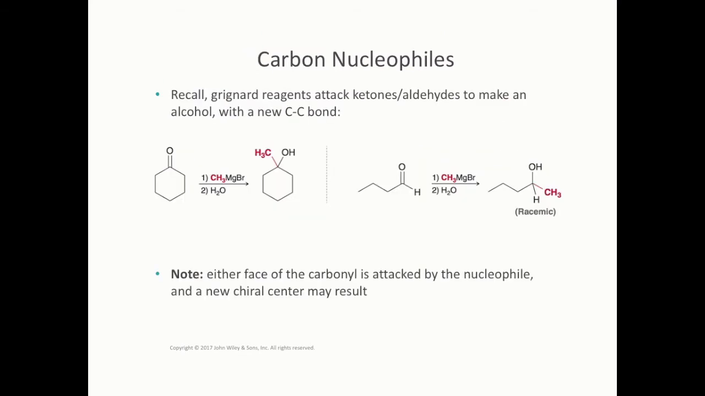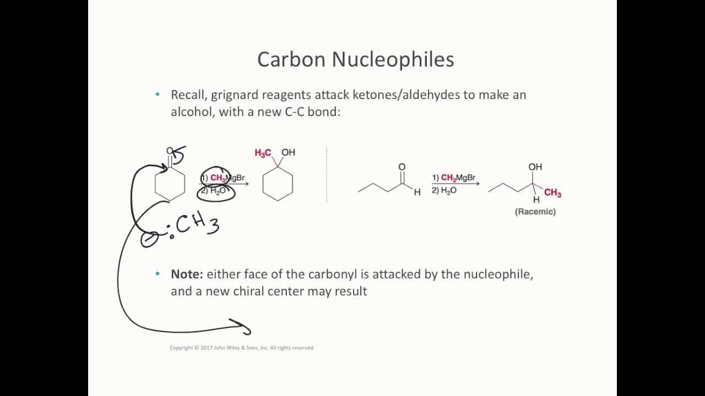Also recall that Grignard reagents attack ketones and aldehydes to make an alcohol with a new carbon-carbon bond. So here, if we add CH3, we can think of the Grignard as the alkyl group with a negative charge. So that's going to attack the carbonyl carbon, breaking the pi bond, pushing those electrons up onto the oxygen, and then that second water step.